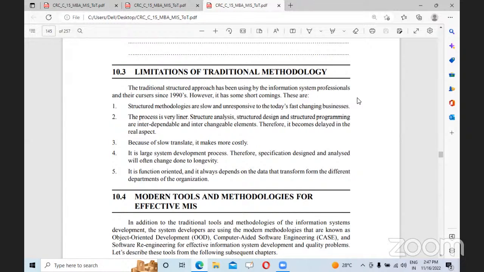Because of slow translation, it makes the large system development process more costly. Therefore, specification, design, and analysis will often change due to longevity. It is function oriented and always depends on the data that transfers from the different departments of the organization. These are the limitations of the traditional methodology of the information system. It is function oriented, helpful for the system development process, very slow to translate, and consists of some structured methodology.